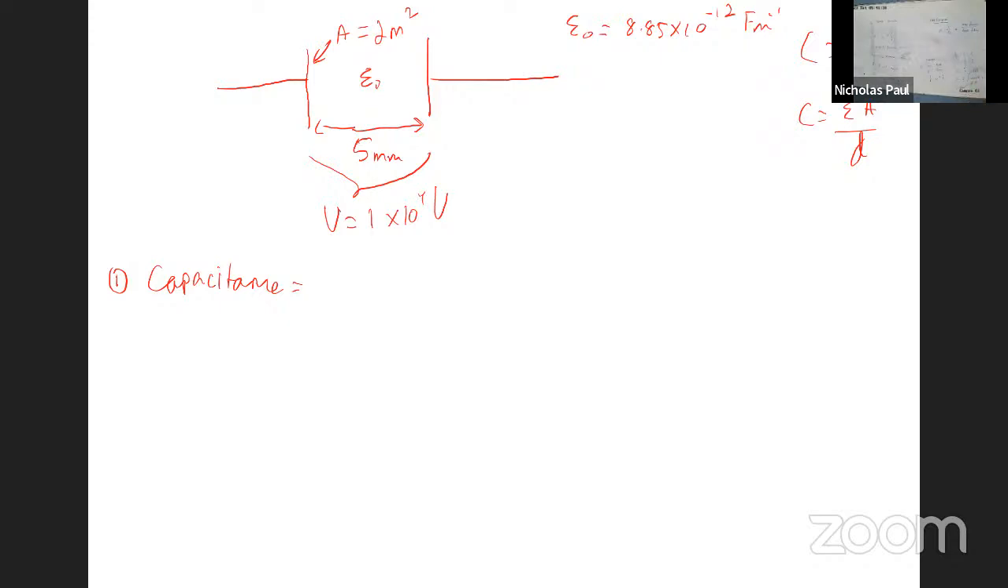Any ideas? I just stick in a few formulas here that I might need, right? Which formula are we using here, Darren? How are we going to find capacitance here?